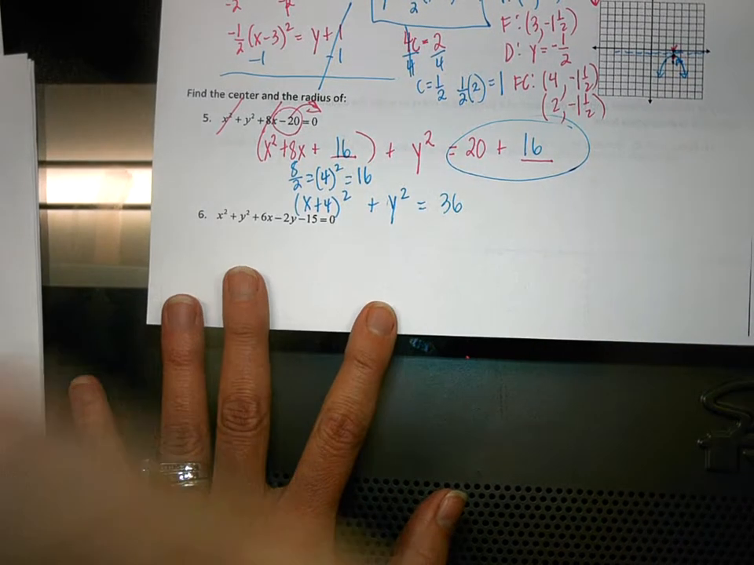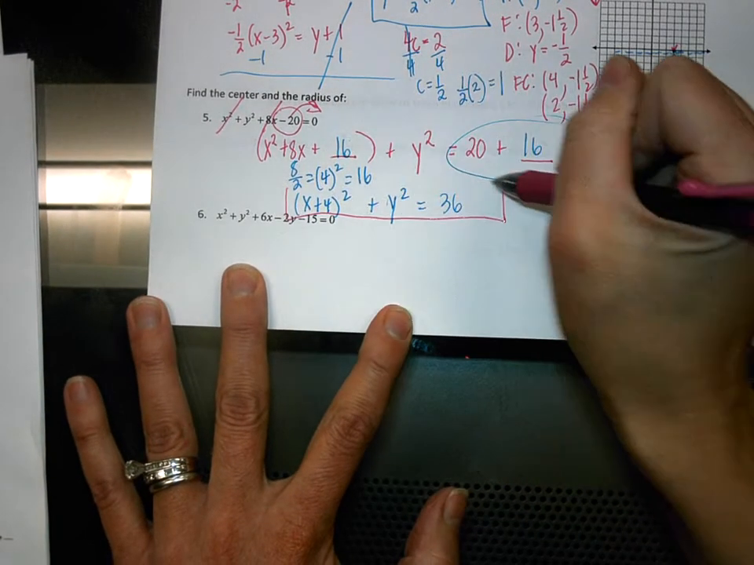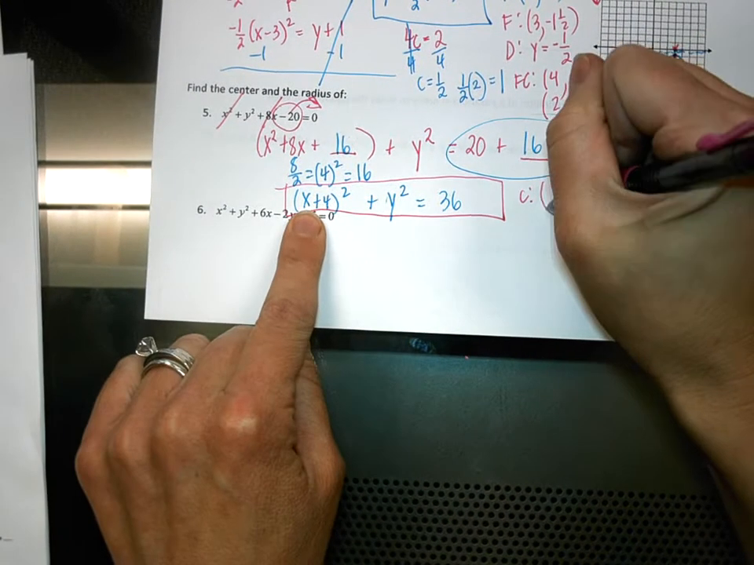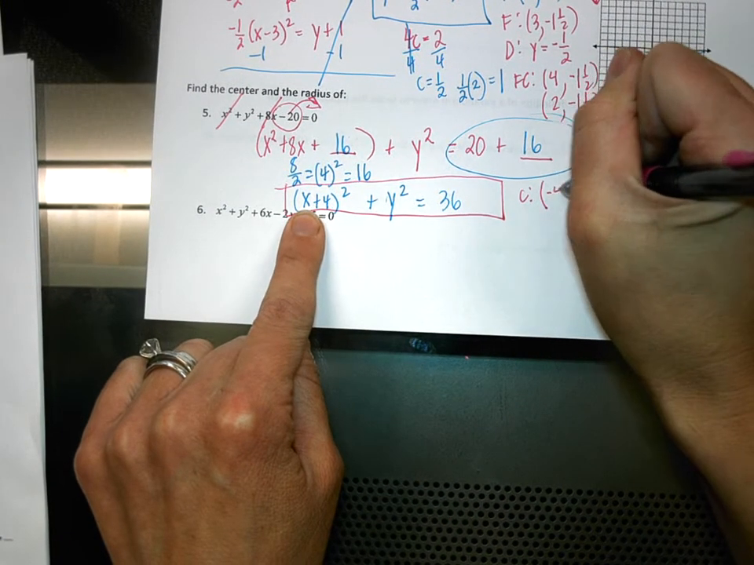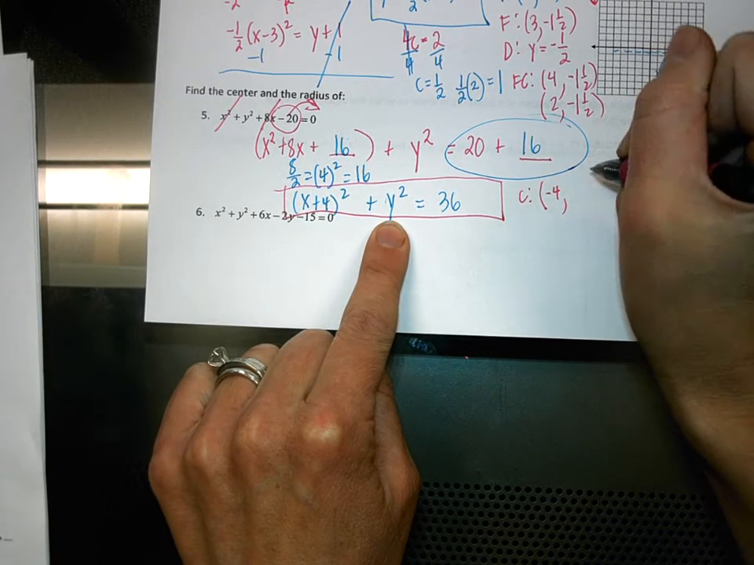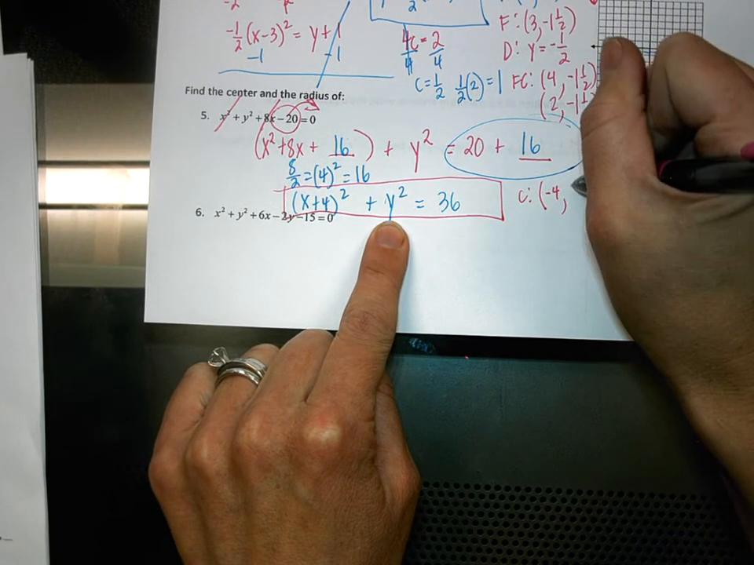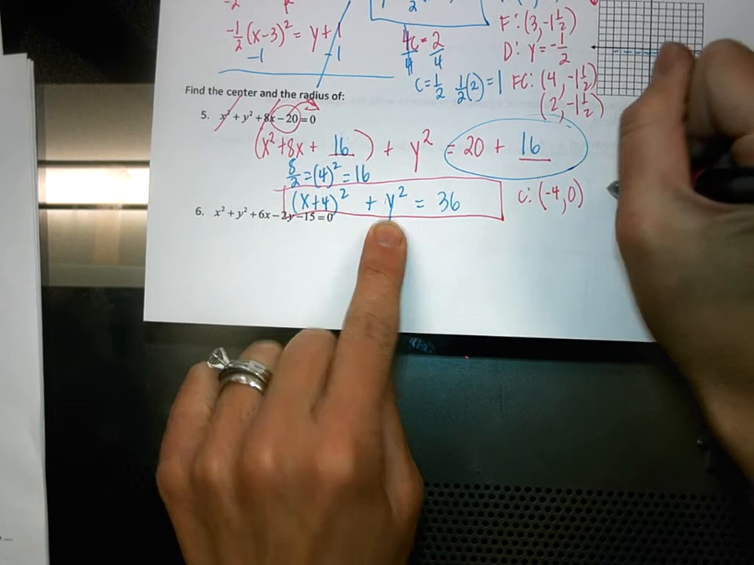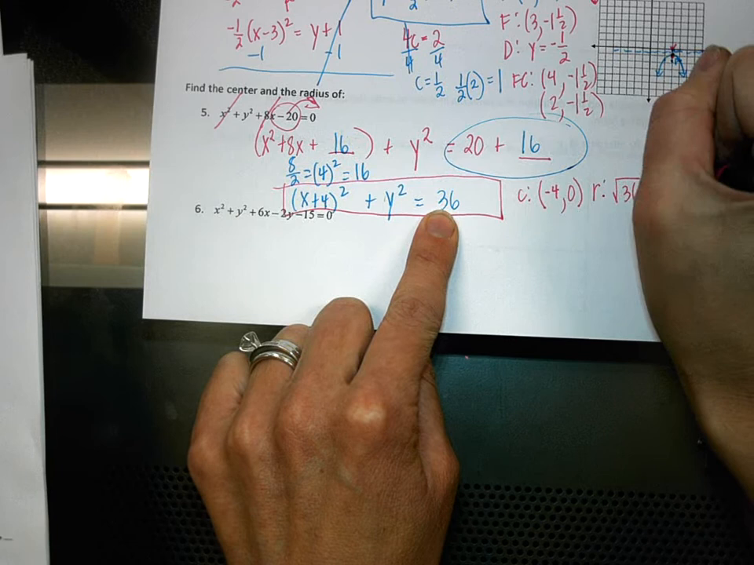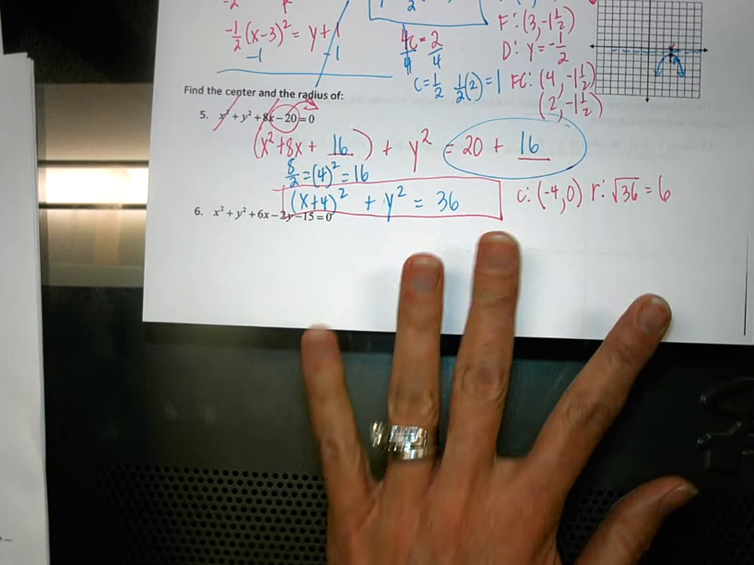Now that I have my equation, my center, we set this equal to 0, and that would give me x equals -4. There is no parentheses. There's nothing with the y that can be added or subtracted, and so the y value is 0. And then for my radius, it is always the square root of this value, and the square root of 36 is 6.